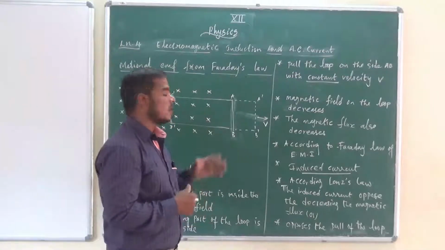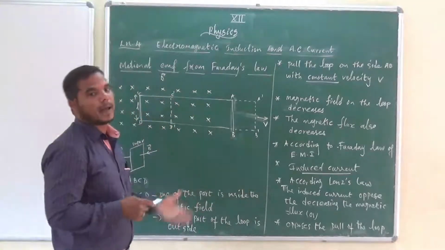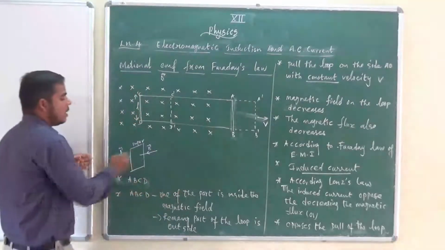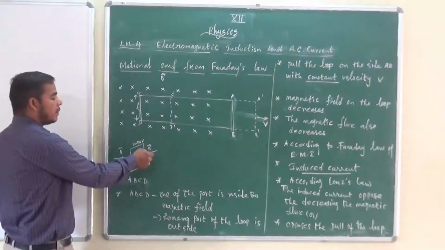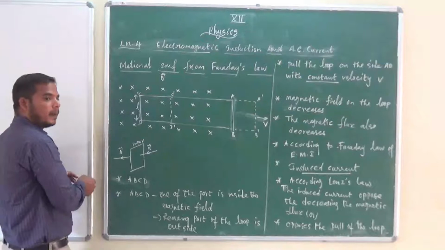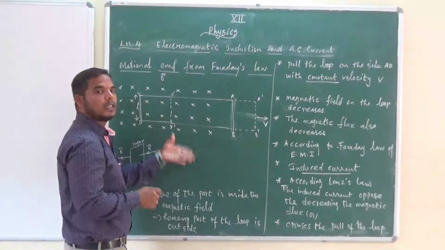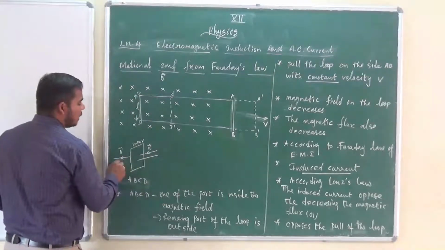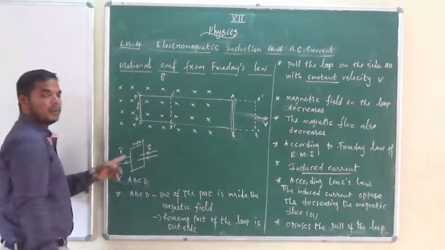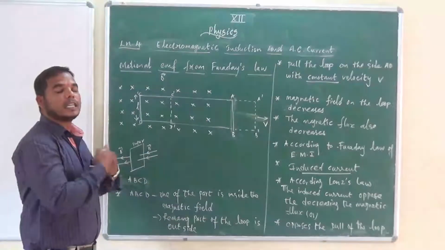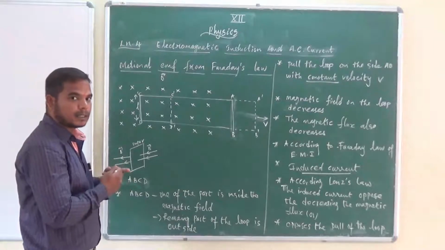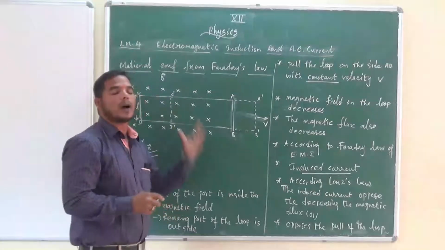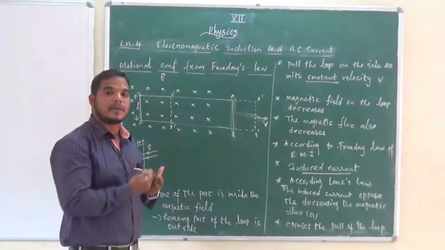Here, to oppose means the induced current produces a magnetic field in the same direction as the already present magnetic field. For example, this is a uniform magnetic field in the plane of the paper. When the induced current is produced, it produces a magnetic field also in the same direction as the already present magnetic field. So it opposes the decreasing magnetic flux, or otherwise we call it opposing the pull of the loop. Opposing the pull of the loop means opposing the decreasing magnetic flux also.